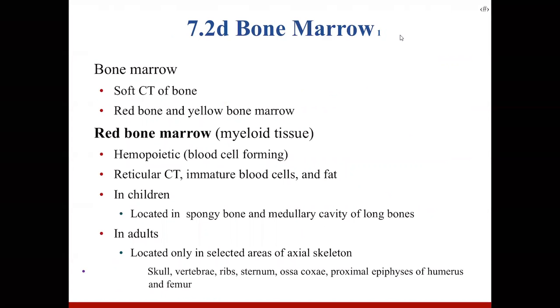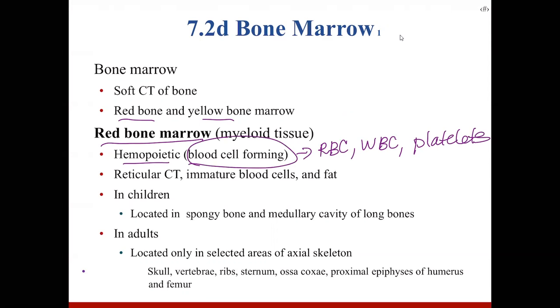Okay, now bone marrow. Okay, so bone marrow, there's two different kinds. So there's red and there's yellow. Okay, and red bone marrow is where we make red blood cells, where we make blood cells. Okay, so we make red blood cells, we make white blood cells, we can make platelets. Okay, so blood cells is good. Okay, now in the bone marrow, the tissue is reticular. The blood cells can be immature, and there's also fat in there.